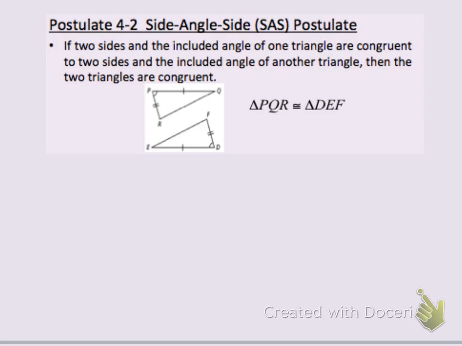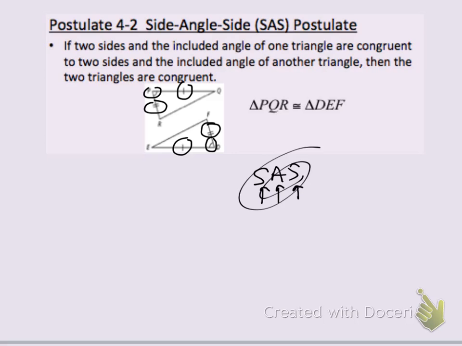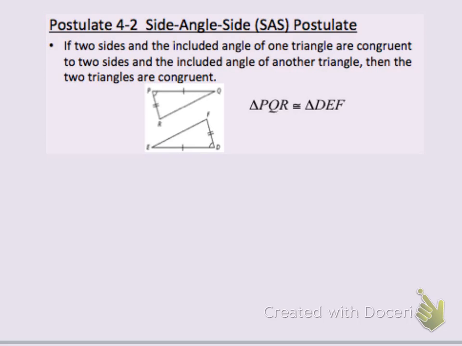Okay, side angle side. If two sides and the included angle of one triangle are congruent to two sides and the included angle of another triangle, then the two triangles are congruent. So side angle side means I need a side, an angle in between my other side. So here's my side, my angle, my side; my side, my angle, my side. The angle has to be sitting in between the two sides for you to prove that they're congruent. Again, the order of this labeling matters.